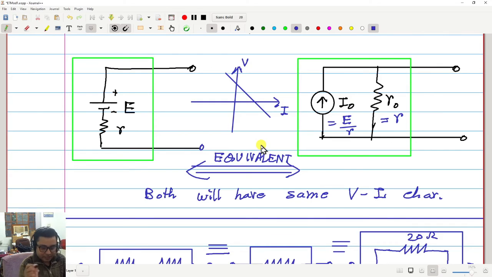In the same way, suppose you have this current source whose current value is I0 and resistance value is R0. Then you can take a voltage source whose voltage value is equal to I0 times R0, and the resistance is R0. If I choose E equal to this value, given this current source, then also you cannot distinguish which is which. Another way of saying is this.